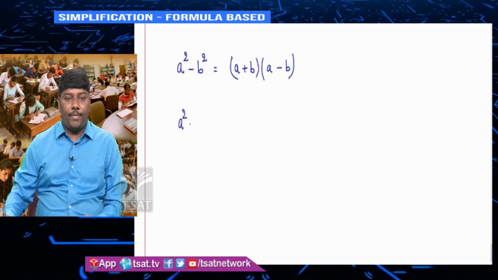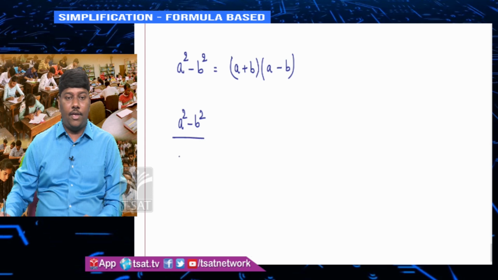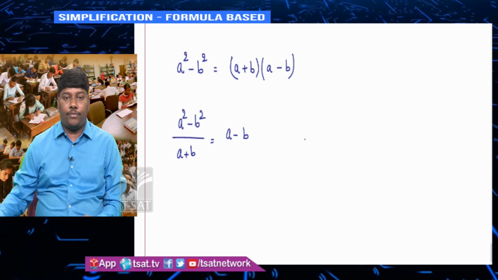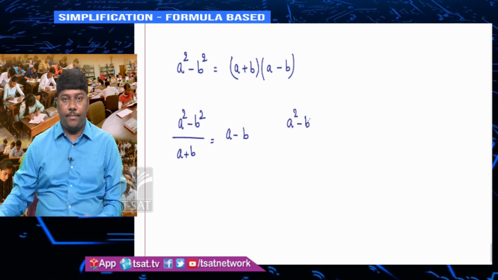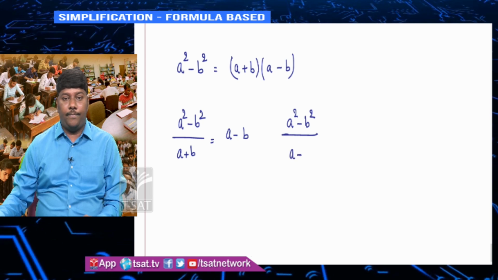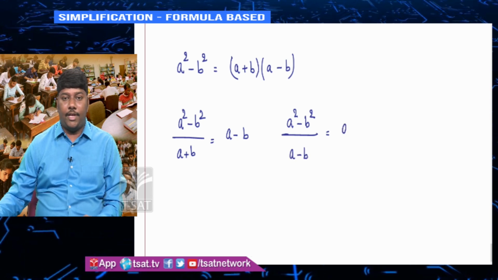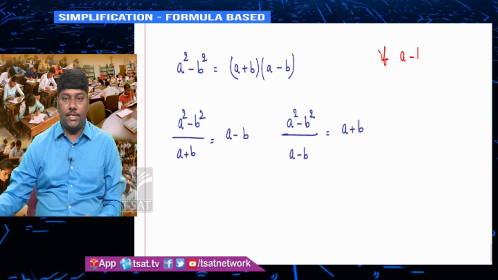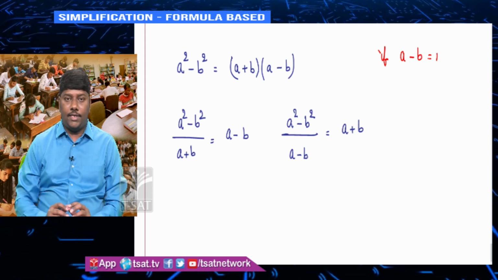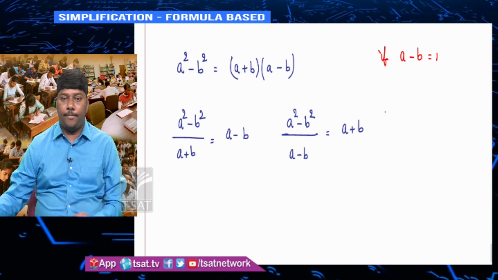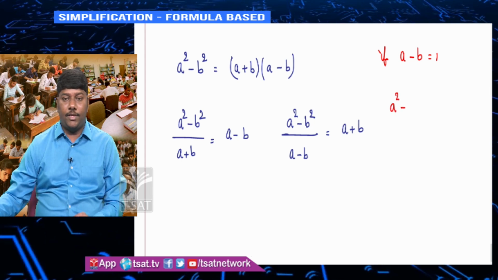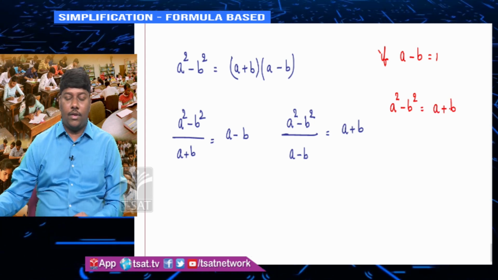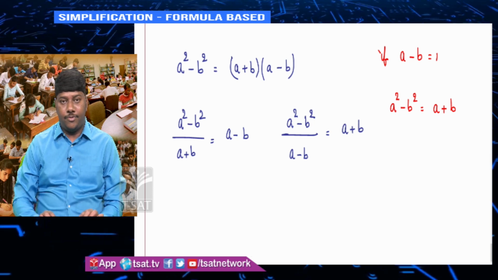If I have a square minus b square divided by a plus b, I am going to give you a minus b as an answer. If I have a square minus b square divided by a minus b, I would give the answer as a plus b. Suppose a minus b is 1, which means a and b are two consecutive integers, like 7 and 8 or 8 and 9 or 9 and 10, something like that, then you can always say a square minus b square is simply a plus b, because we know a minus b is going to be 1.